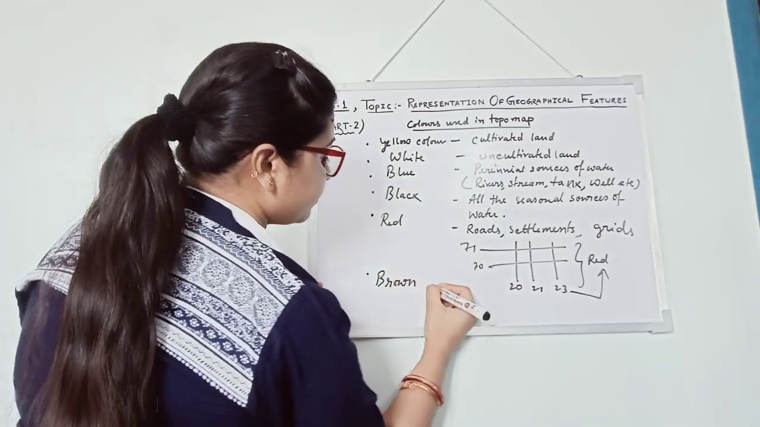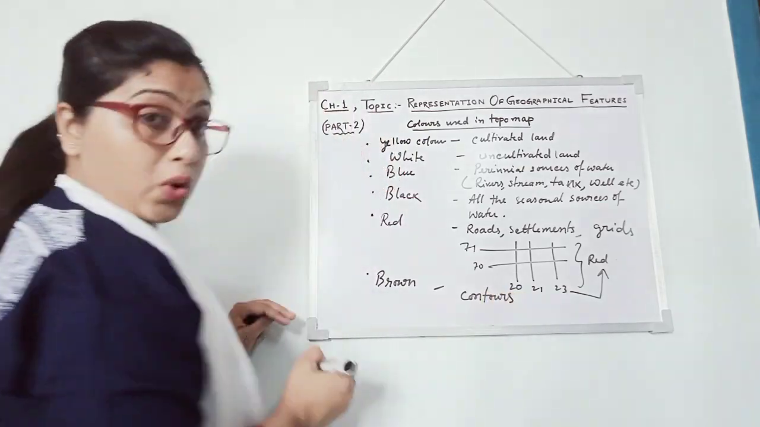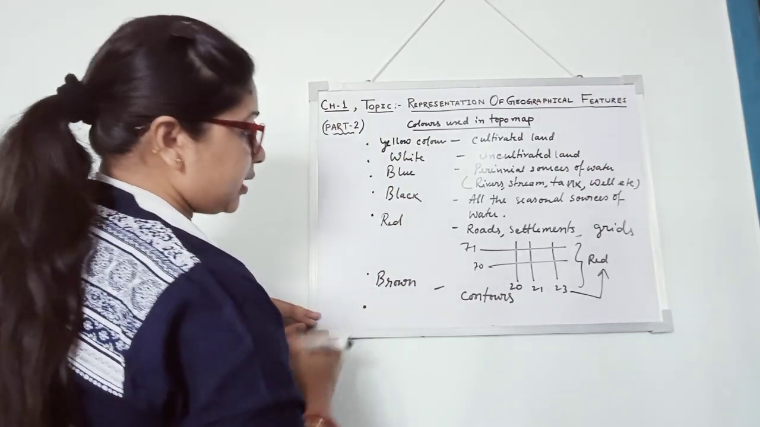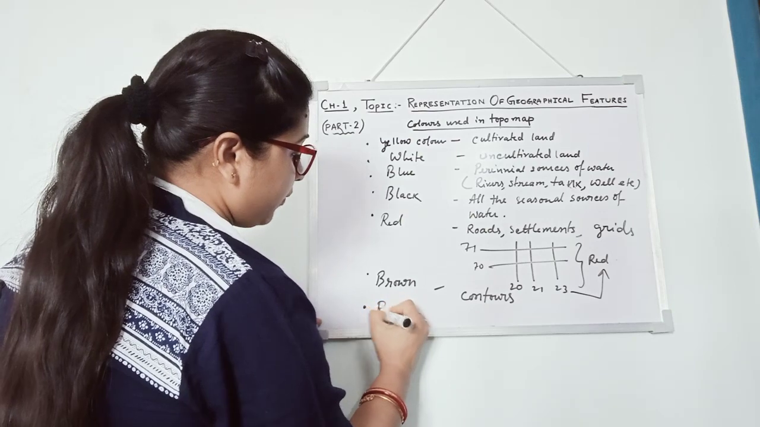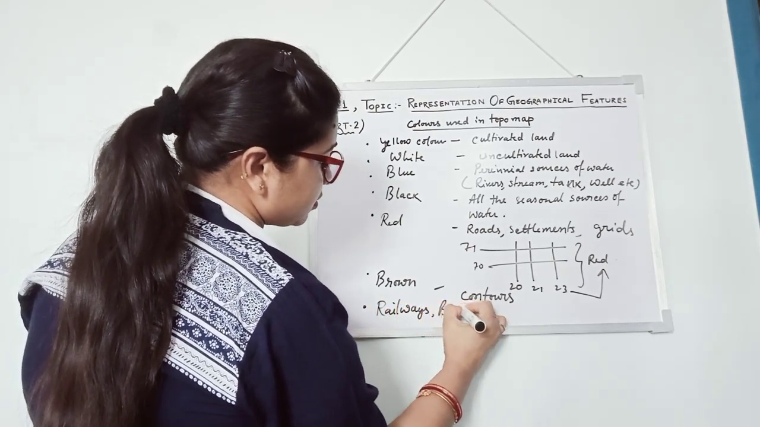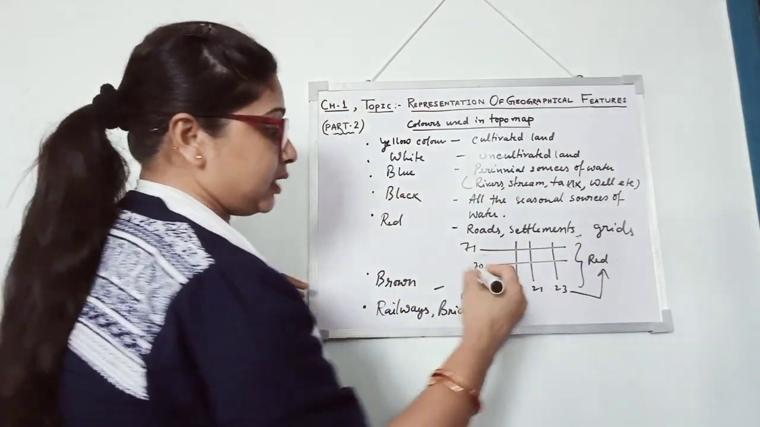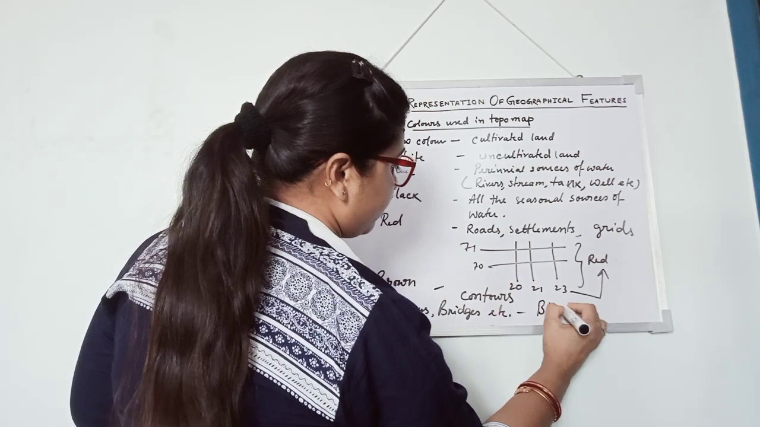Brown color, contours. Next, railway, bridges and all the other writings will always be in black color.